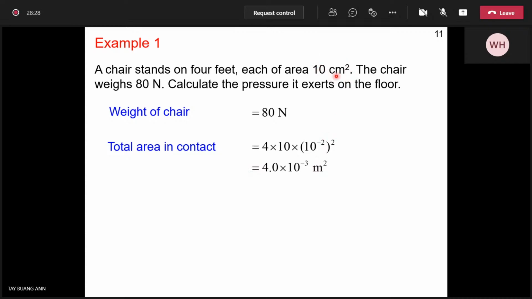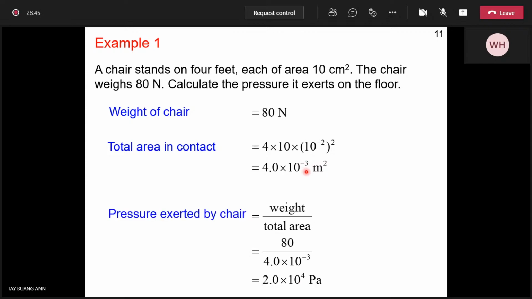So here, important, you need to be able to convert centimeter square to meter square, right? In this way. So remember, 1 centimeter equals 10 to the power minus 2 meter. Okay, so square it, and you get a lot of 0.0. So in the end, you get this. So average force is the pressure. In the end, we get 2.0 times 10 to the power 4 Pa, right?